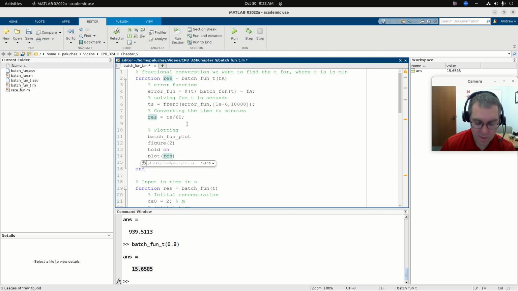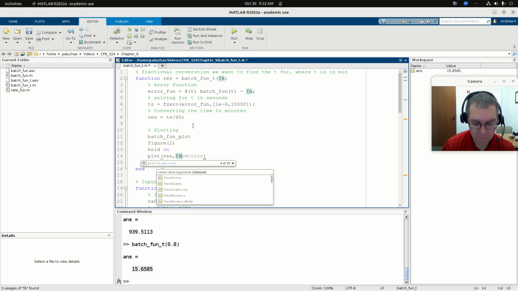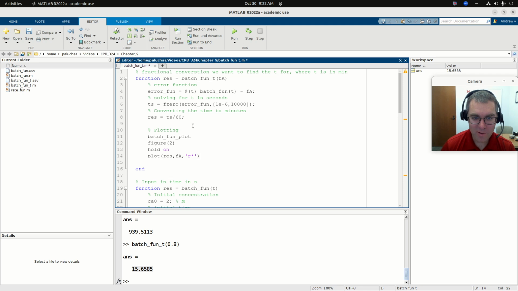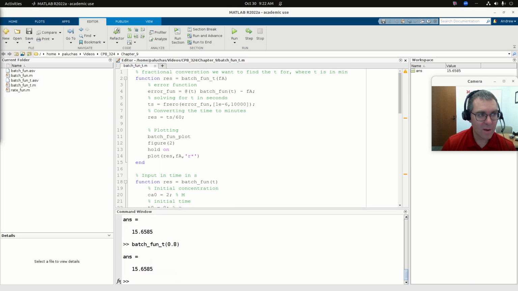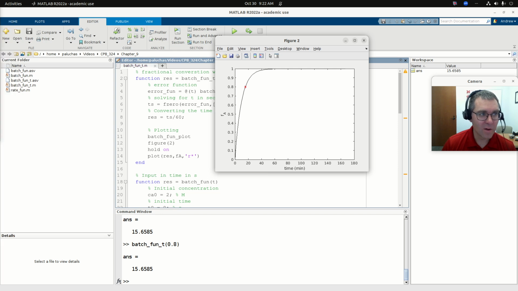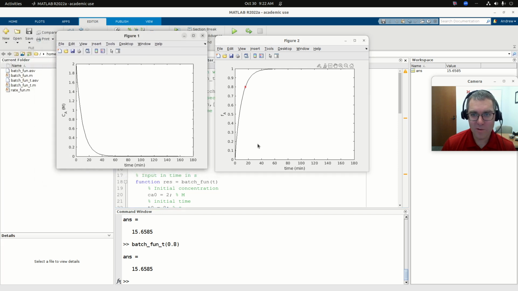res, my time in minutes, versus FA, the fractional conversion that was inputted. And let me do that as a red star this time, so it really pops. So now when I run, it gets me my value. And look, here's figure 1, concentration as a function of time. Hey, there's my plot with fractional conversion. It falls on the line.